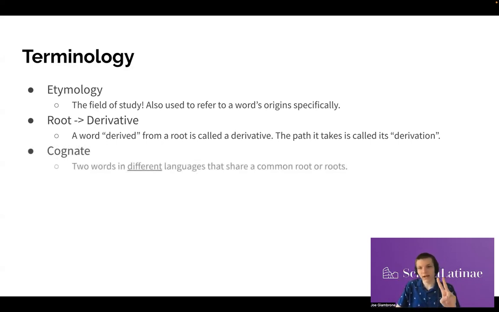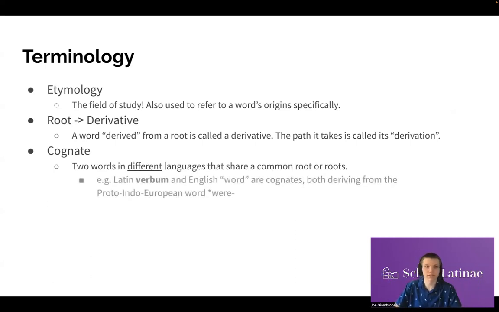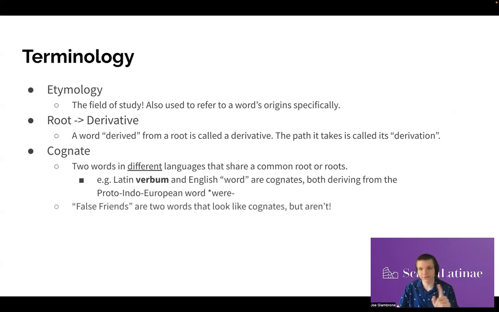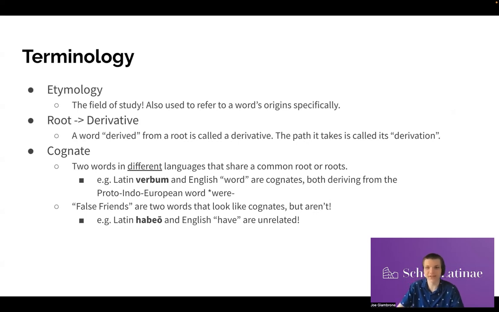And two words are said to be cognate if they're in different languages, but they share the same root. So we have an example, verbum, which means word in Latin, and word, which means word in English, are both from this PIE root vere. And so they're cognates there. Watch out for false friends, though. For example, habeo, which means to have in Latin, and have, which means to have in English, aren't actually related at all. English have is more related to Latin capio, which means more like snatch or seize or grab. And habeo is just unrelated.